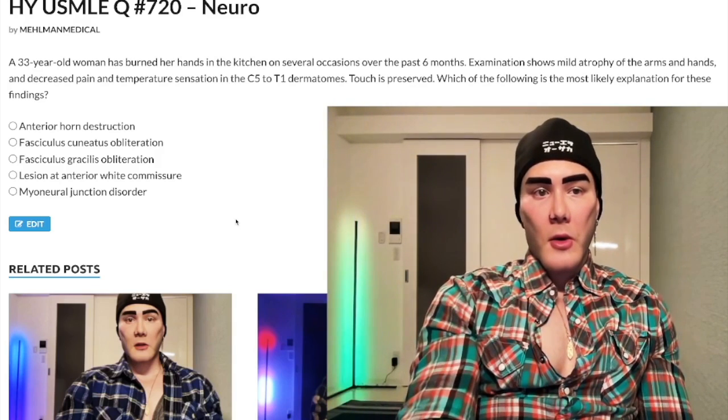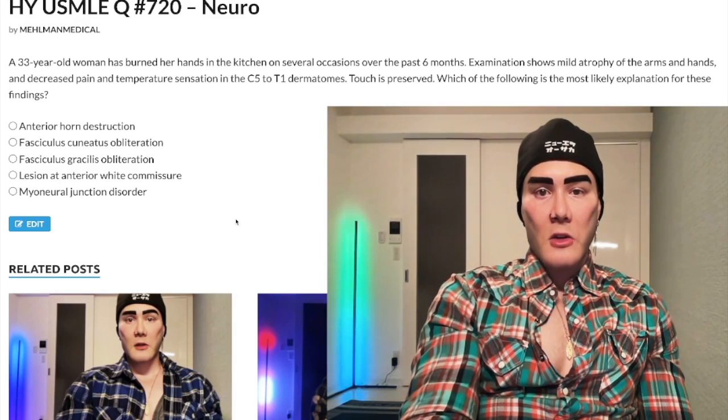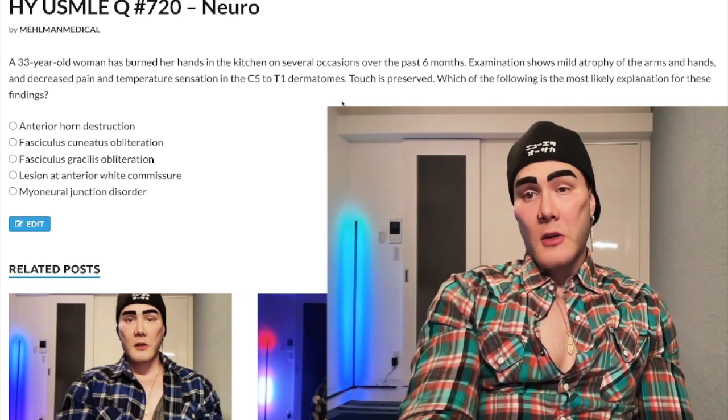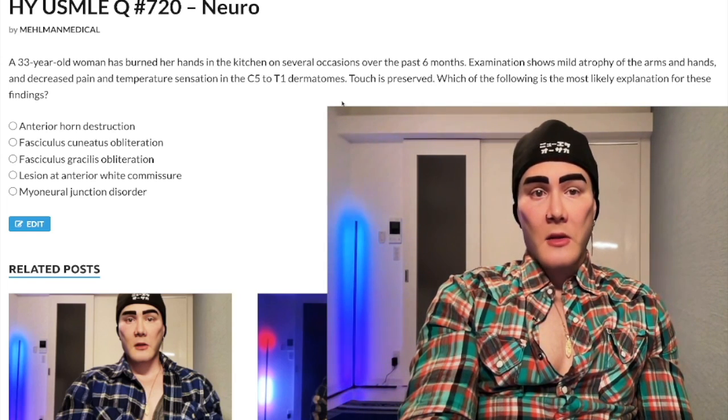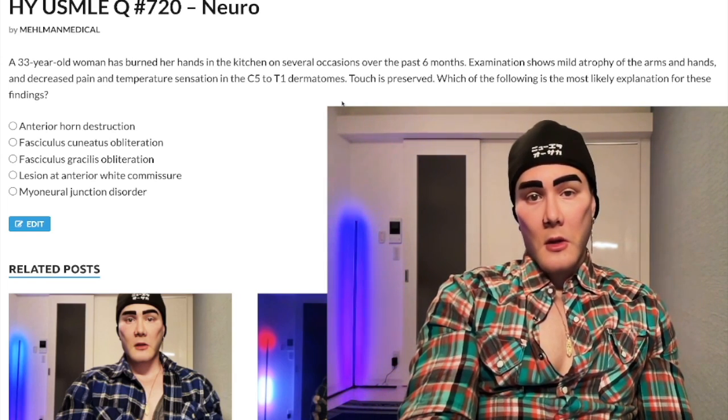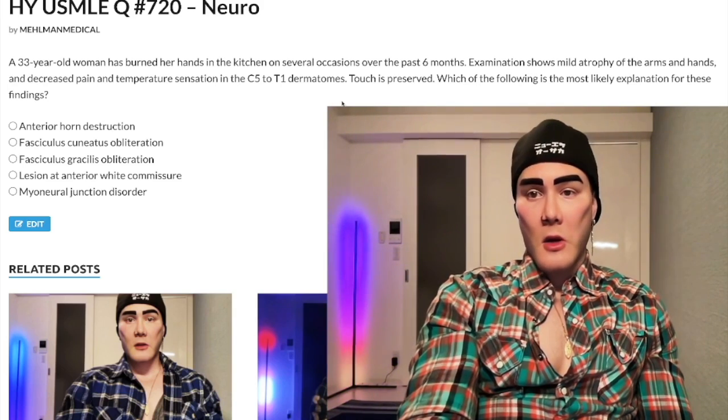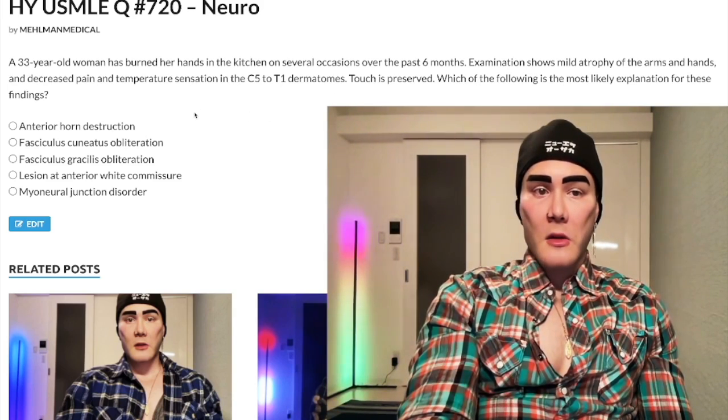Now start the clip. A 33-year-old woman burned her hands in the kitchen on several occasions over the past 6 months. Examination shows mild atrophy of the arms and hands, decreased pain and temperature sensation in the C5-T1 dermatomes, touch preserved. The question wants to know which of the following is the most likely explanation for these findings. Let's just hop to the answer choices here.